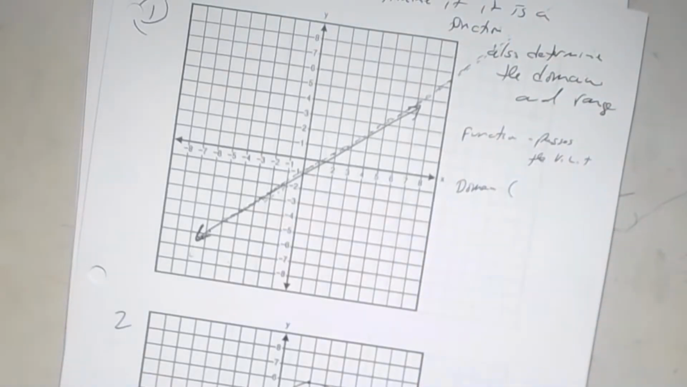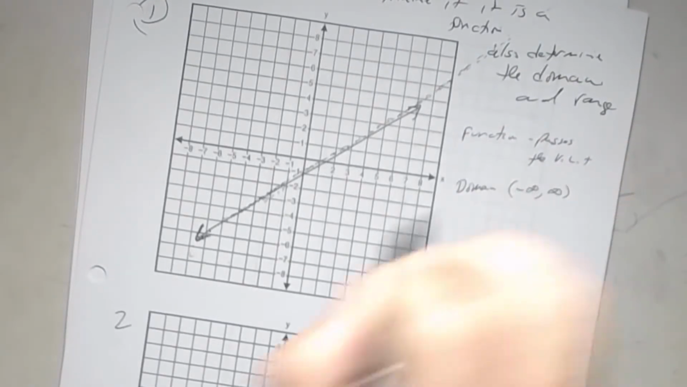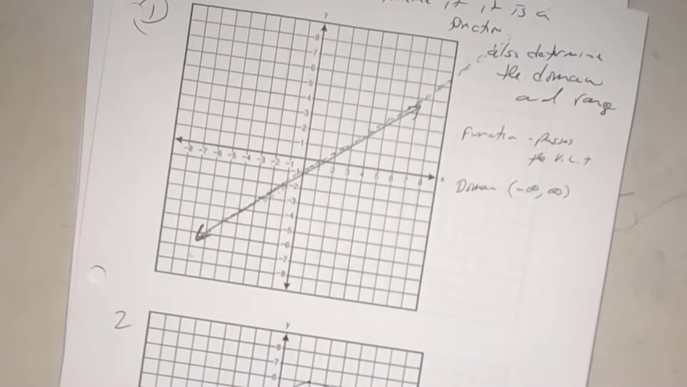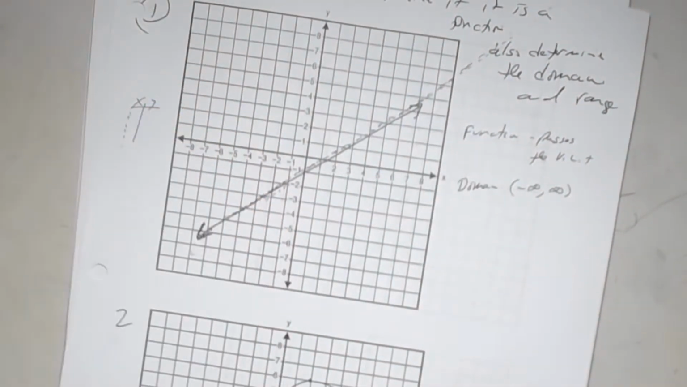So my domain, and remember in the past, with infinity and negative infinity, you always have to use what? Parentheses. You always have to use parentheses. Okay? So you can say parentheses negative infinity to what? Infinity. So there's your domain. So in other words, every real number is going to be a value for X. If I did a t-table, I can use any number for X. Any negative number, any positive number, and 0.